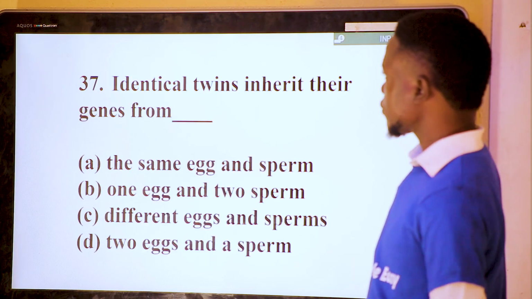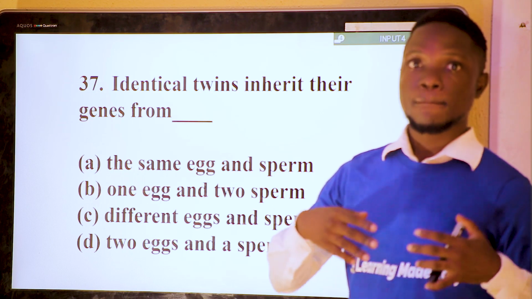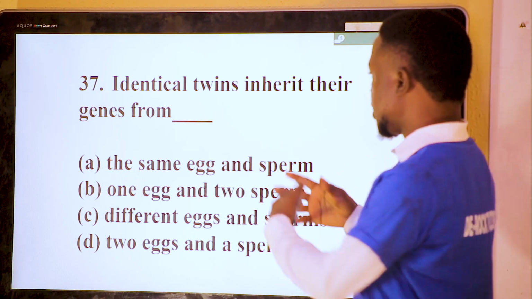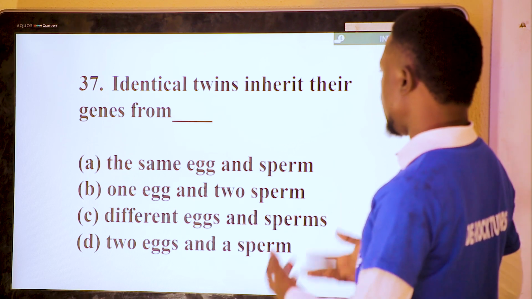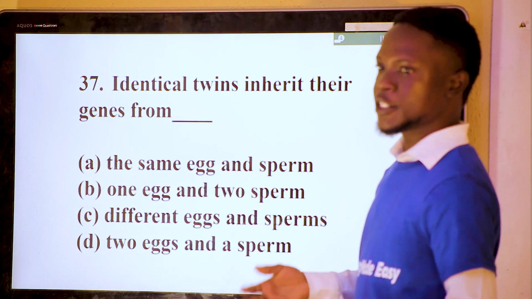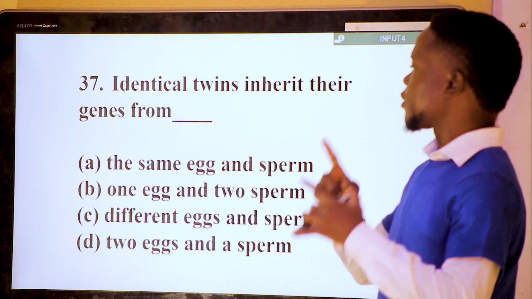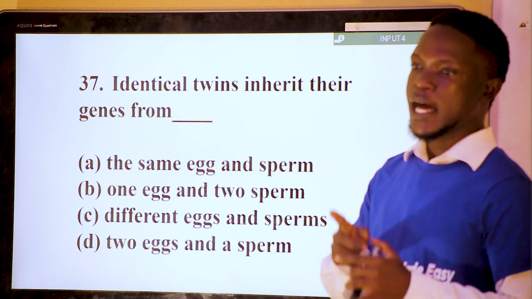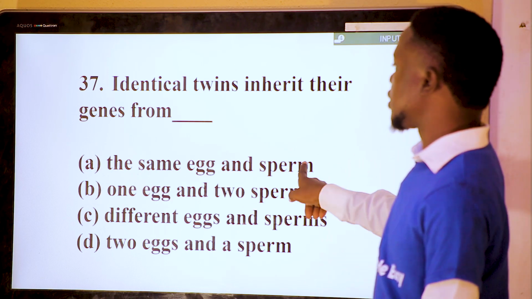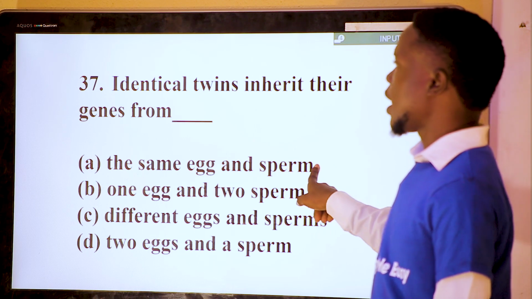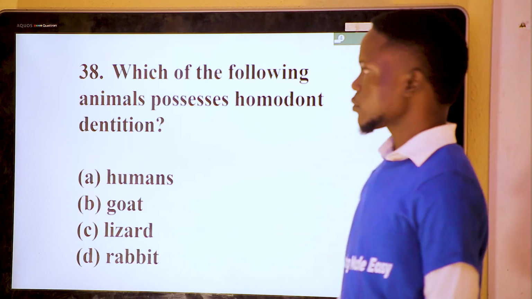37. Identical twins inherit their genes from dash. The same egg and sperm, one egg and two sperms, different eggs and sperms, two eggs and a sperm. For them to be identical, it must be a sperm that fertilizes an egg, and then the egg will break or divide into two. So the answer is the same egg and sperm. Identical twins. Option A.